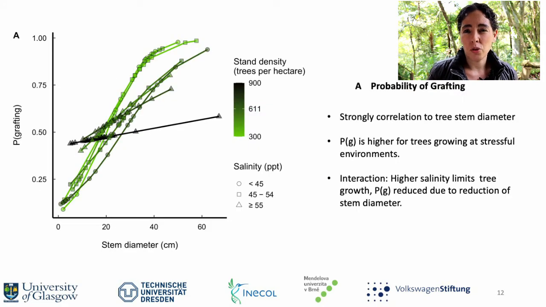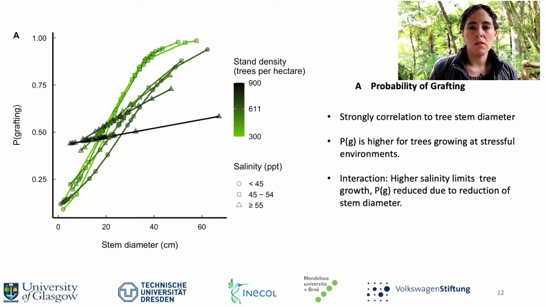Now, what is controlling the probability of grafting? We know from other studies that root grafts are associated with the stem diameter. So the bigger the stem diameter, the higher the probability of grafting. But in our study, we find that smaller stem diameters are more likely to graft when they are under higher stress. So higher stand density and higher salinity, especially combined, increase the probability of grafting of trees that are smaller, which is already suggesting there might be a benefit from root grafts for trees.